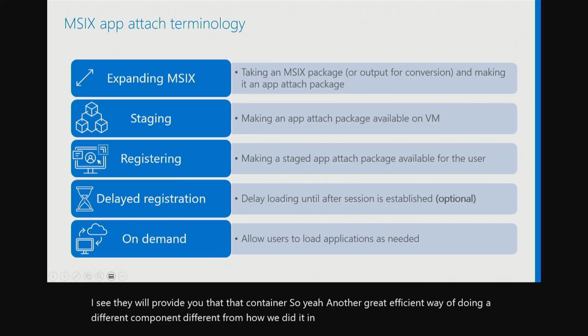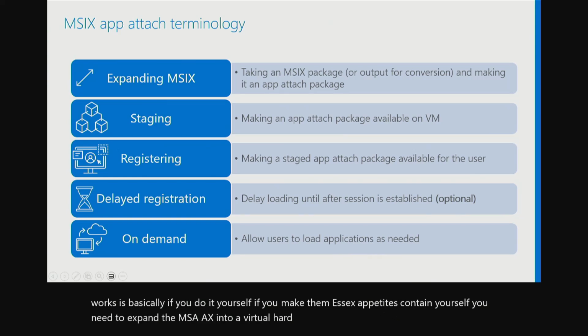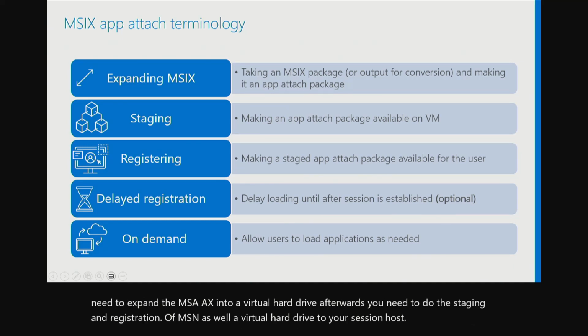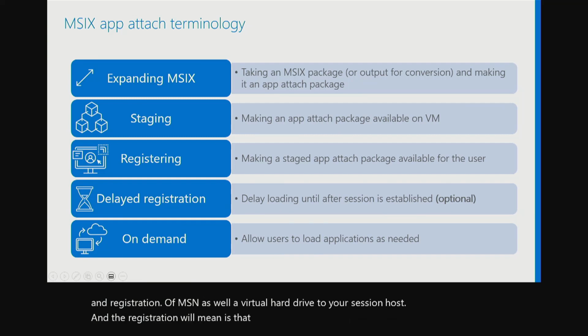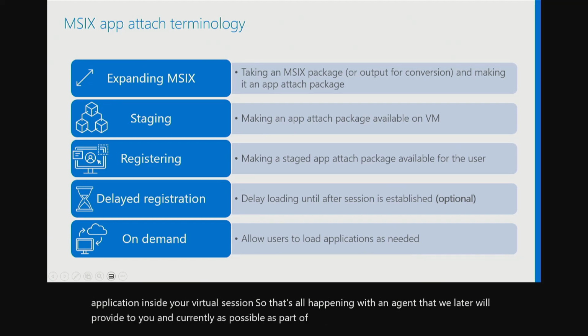So how MSIX App Attach works is basically, if you make the MSIX App Attach container yourself, you need to expand the MSIX into a virtual hard drive. Afterwards, you need to do the staging and registration of the MSIX and the virtual hard drive to your session host. The registration means that it injects the application as if it were a locally installed application inside your virtual session. That's all happening with an agent that we will provide to you later. And currently that's possible as part of the public preview with some PowerShell scripts.